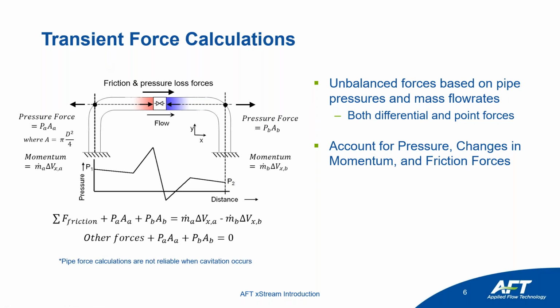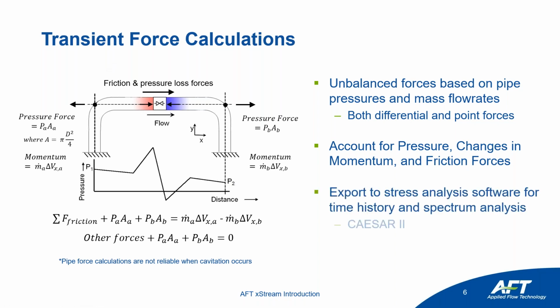So we consider the pressure and the momentum on both sides. We do a summation of the forces, and then you can export those unbalanced forces to, again, a stress analysis software like Caesar II, AutoPIPE, Vor2, Triflex, K-Pipe. Again, your run-of-the-mill spectrum or time history analysis software.